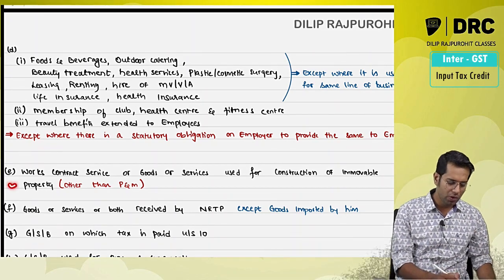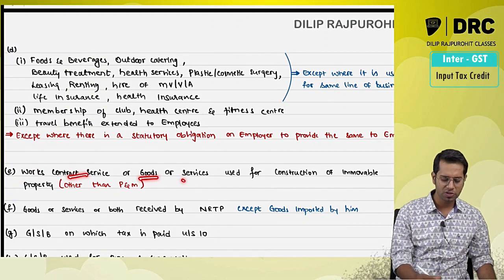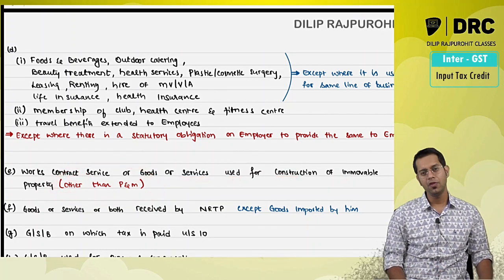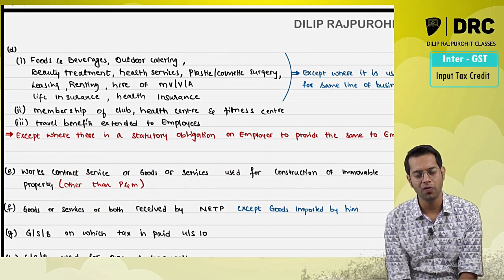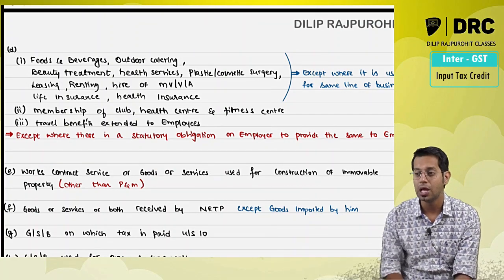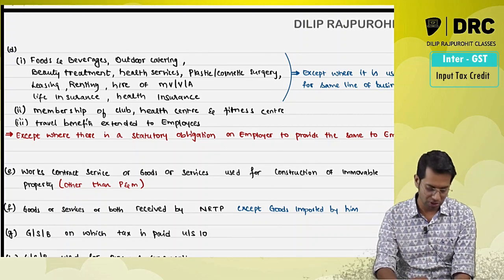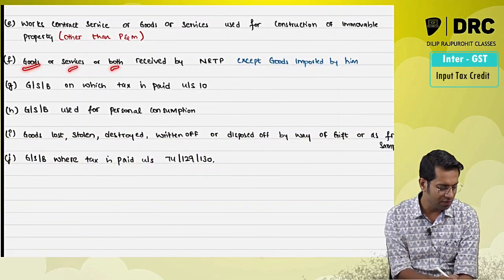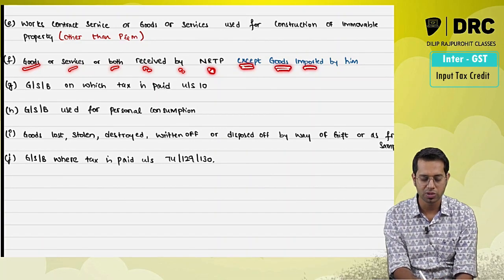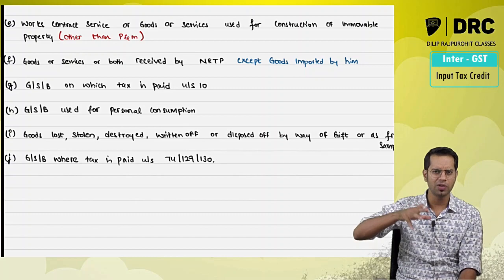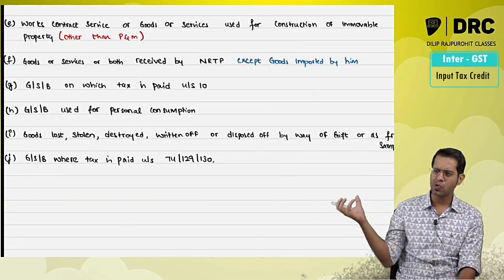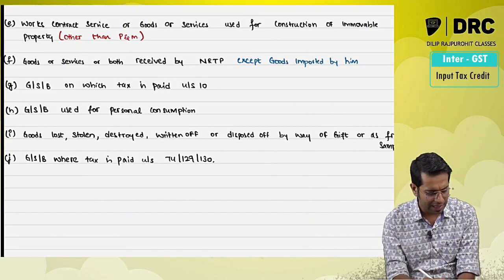Answer is yes. You cannot take input tax credit on works contract services, goods, services which are used for construction of an immovable property other than plant and machinery. Meaning if you are taking works contract services for construction of an immovable property, goods or services for construction of immovable property, you cannot take input tax credit. But however, if that immovable property is a plant and machinery, yes, ITC can be taken. Goods or services received by a non-resident taxable person, ITC cannot be taken except where the goods are imported by him. So whatever different goods and services a non-resident taxable person is purchasing when he is in India, he cannot take input tax credit on that. However, whatever goods are imported by him, he can take ITC on that.